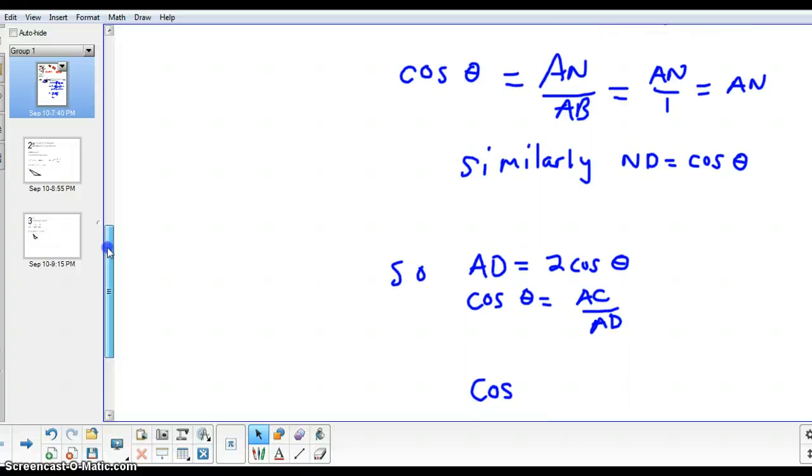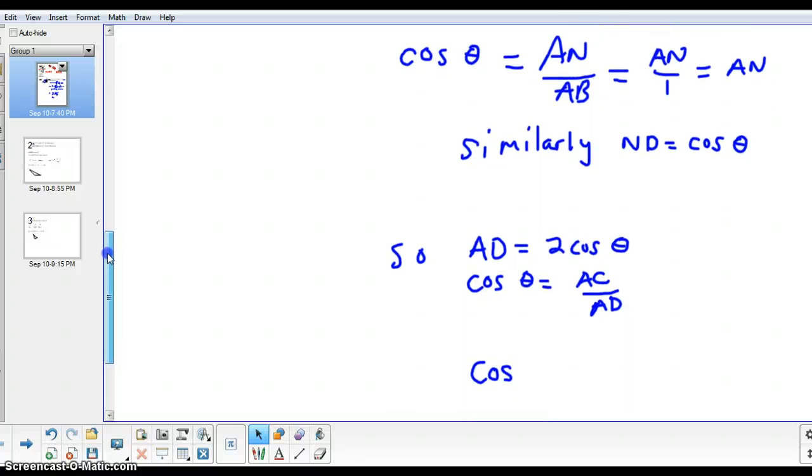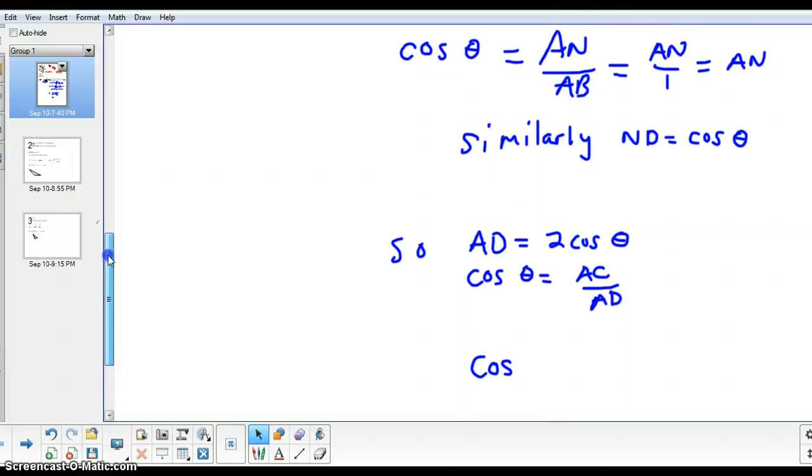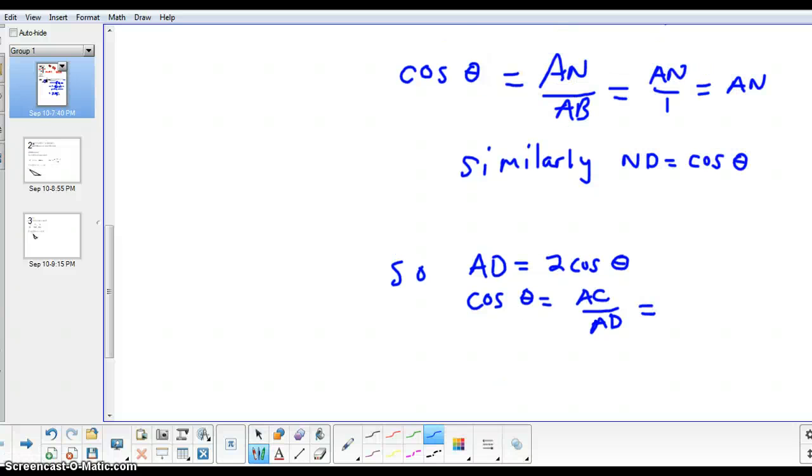So now we have some items that will help us solve the identity, and let's go ahead and start off with this cosine theta, AC over AD. Okay, so there's only a little bit more of relationships, and then the rest will be algebra. So on the next video, I'll finish off this problem and talk about a couple other right triangles, how to solve them.